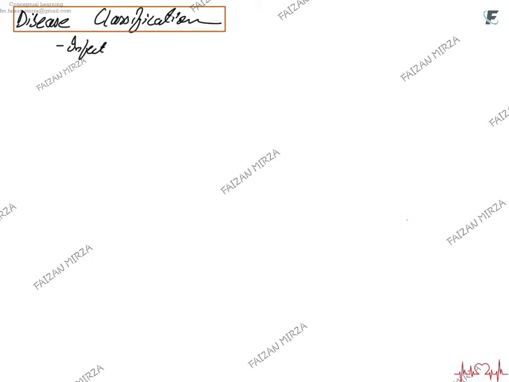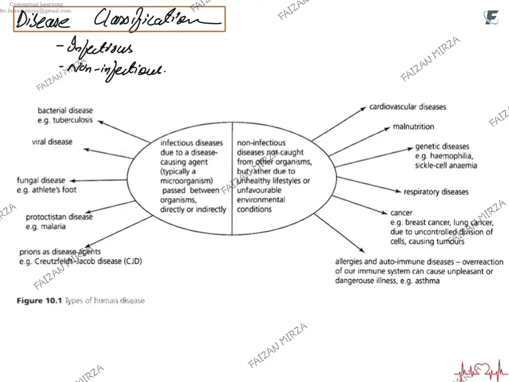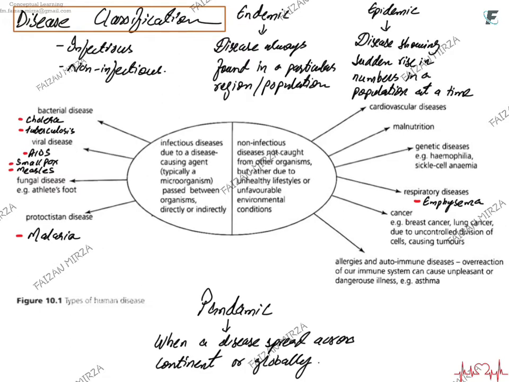There are various ways in which disease can be classified. The one that we are discussing here is classifying into just two broad classes: infectious disease or non-infectious disease. An infectious disease is caused by a disease-causing agent, a pathogen, and that pathogen is typically a microorganism which passes between organisms directly or indirectly. Bacterial diseases such as cholera, tuberculosis, viral diseases such as AIDS, smallpox, measles, fungal diseases such as leaf spot, or protozoan diseases such as malaria.